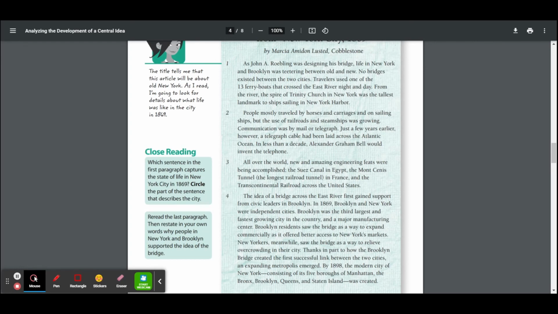So I would say that if we read this, our central idea was going to focus on the fact that life in New York was teetering between the old and the new. The bridge brought all of this together and made it a new New York with many more possibilities. And that is how we would read to find what the central idea is in an article.